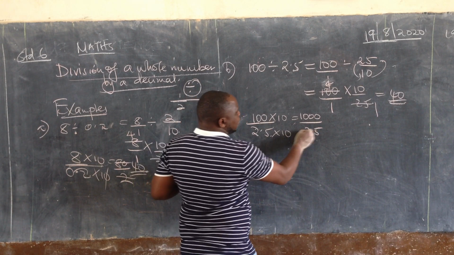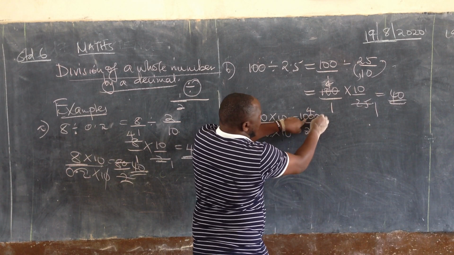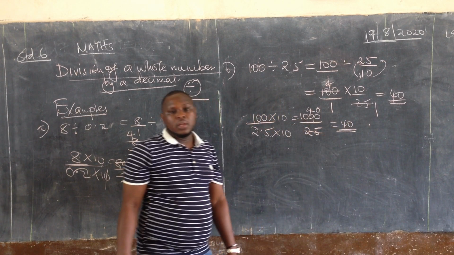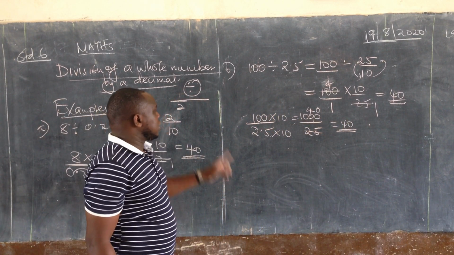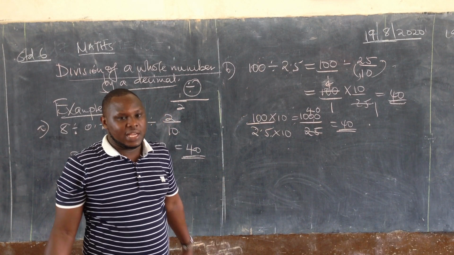Let's see. 25 gets into 100, you divide them like that. 4 times, and then you add this 0 here. So your answer is 40. Look at this and look at that, Lana. Your answer is the same. So whatever method you use, either method 1 or 2, you are simply going to get the answer correct.